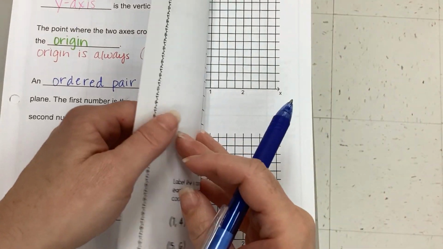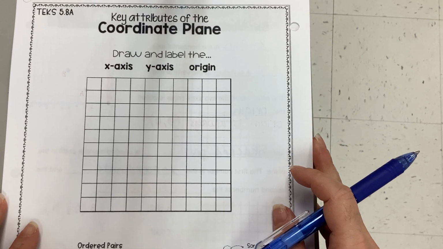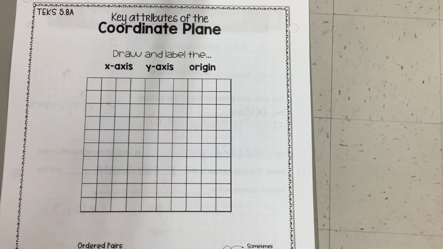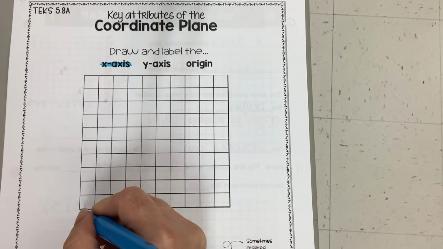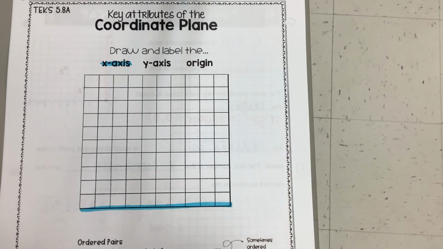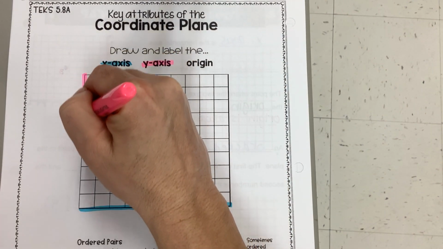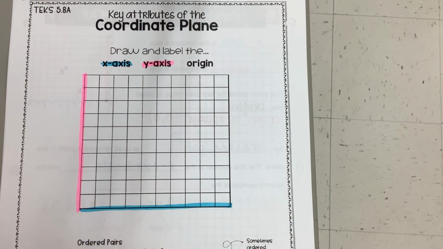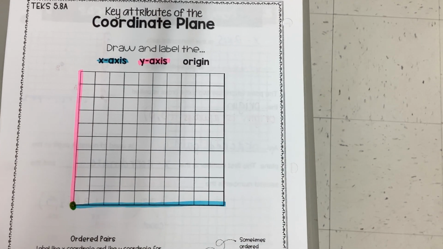Flip the page over to the next side if you are ready. If not, please pause your video and catch up what you need to. This asks you to draw and label the x-axis, the y-axis, and the origin. We have done that on the other page, but the x-axis is going to be the horizontal axis. The y-axis will be the vertical axis. And the origin is going to be right here.